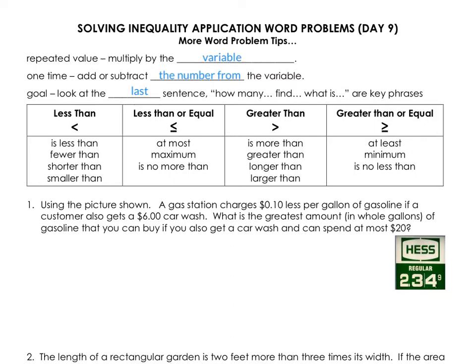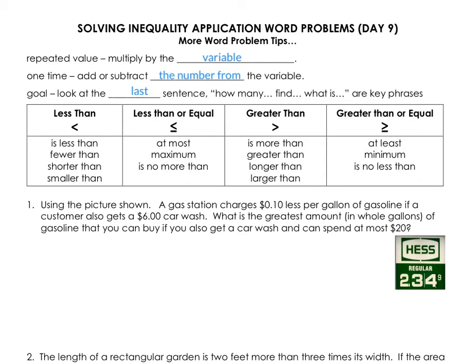When we see less than, with the less than sign here, those will be words like is less than, fewer than, shorter than, smaller than. Less than or equal to, this symbol here, will mean at most, maximum, is no more than. Greater than, this symbol here, the words will be is more than, greater than, longer than, larger than. Greater than or equal to symbol here, we'll be looking for at least, minimum, is no less than.